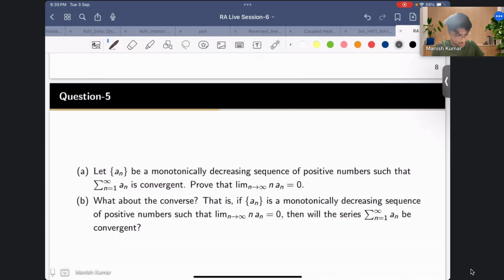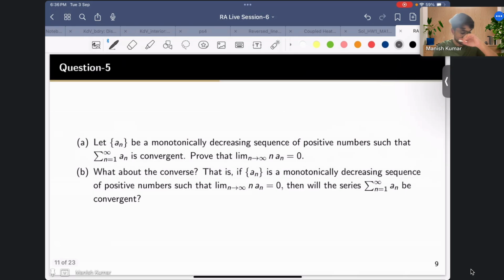Okay, so now let's come to the next problem. Over here you have been given that suppose a_n is a sequence which is monotonically decreasing, of positive numbers, such that the series is convergent. So a_n is a decreasing sequence, and the a_n's are positive, which basically means strictly greater than 0 for all n. Then you have to prove that the limit of n times a_n goes to 0.